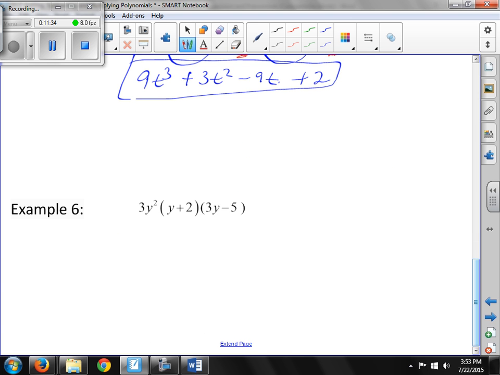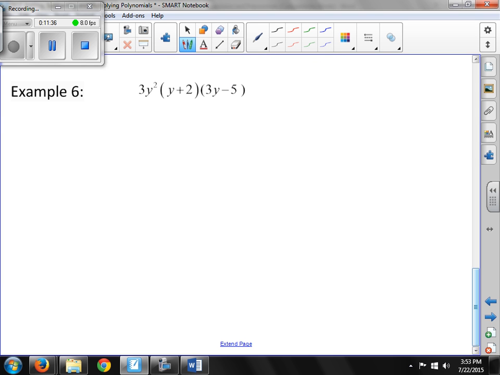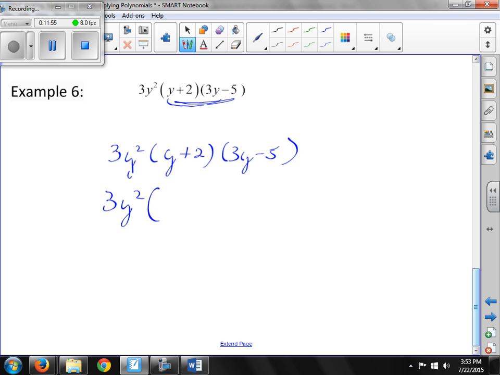Example 6. We have a monomial times two binomials. And when this is the case, it's customary to multiply the binomials together first. So we have 3y squared. When I multiply the first here, I'll have y times 3y, which would make 3y squared. And then when I multiply the outside, y times negative 5, I'll have negative 5y.